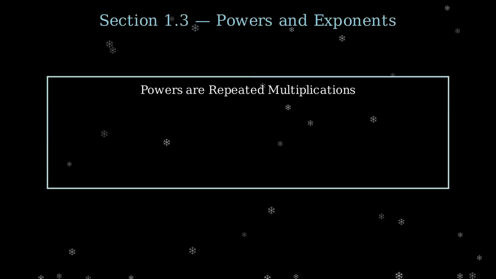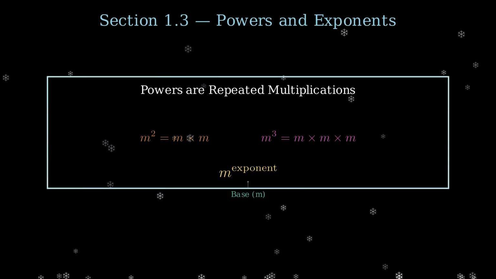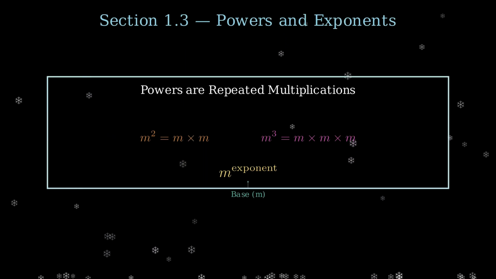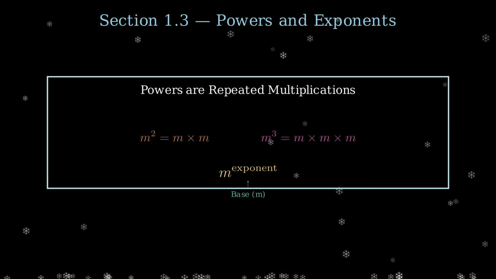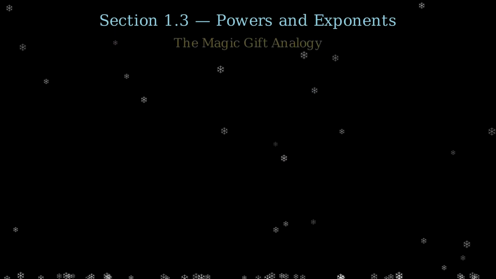A power is a multiplication in which all the factors are the same. For example, m squared equals m times m, and m cubed equals m times m times m. In this expression, m is called the base, and the number above is called the exponent.